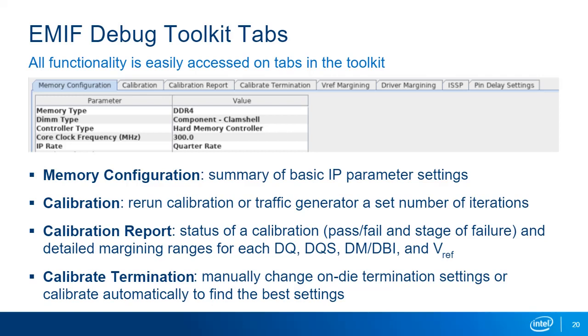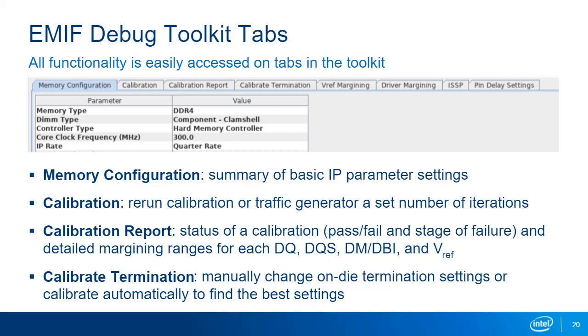The Calibration tab lets you rerun calibration a set number of times that you specify. The tab indicates for each iteration if the calibration was successful. You can also run or rerun the traffic generator on this tab and see if default or custom data written to the memory was read back successfully.